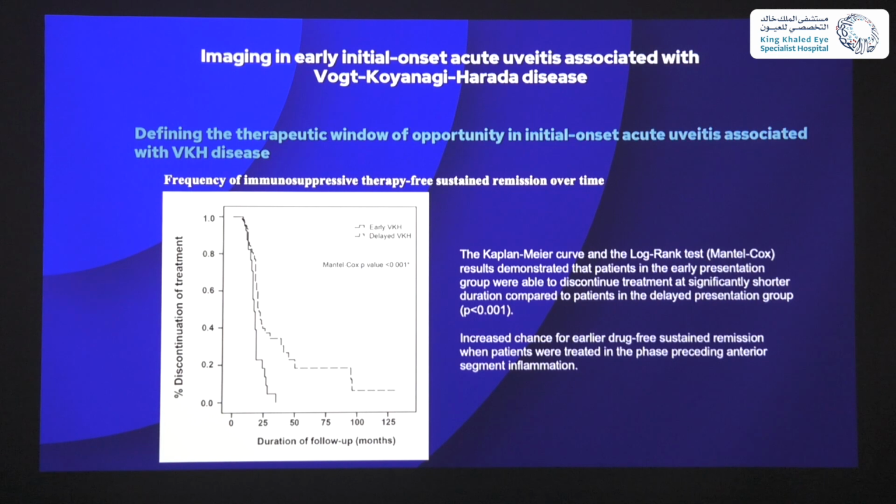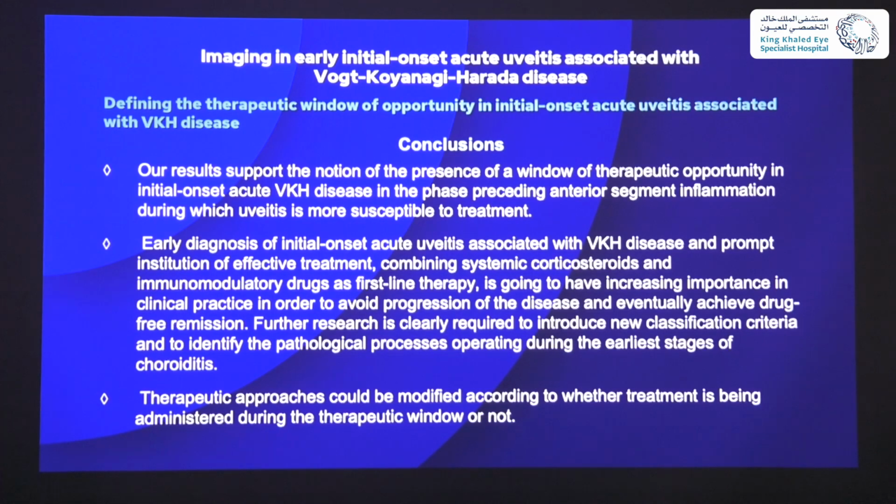There is increased chance for earlier drug-free sustained remission when patients were treated in the phase preceding anterior segment inflammation. So if we catch the patient in the phase preceding anterior segment inflammation and treat aggressively, we cure the disease. The conclusion of this study is that our results support the notion of the presence of a window of therapeutic opportunity in initial onset acute VKH disease in the phase preceding anterior segment inflammation.